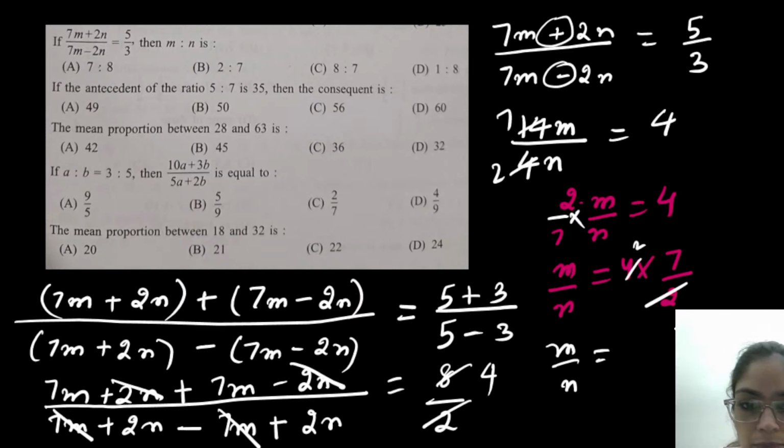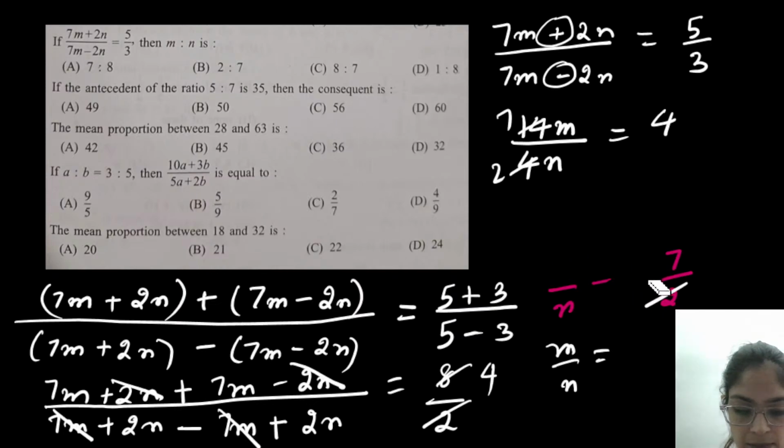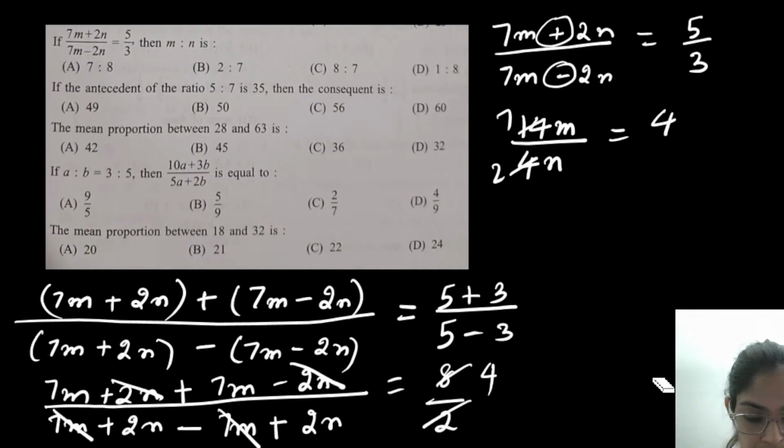7 by 2. I've done some mistake. 8 is to 7. It's 7 is to 2. Oh, 5 minus 3. It's 7 is to 2. Okay, I'll see, just check my calculation where we went wrong.